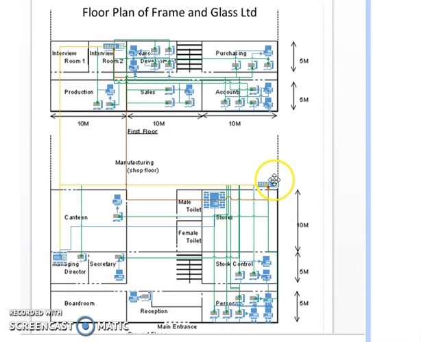Therefore, the first thing I did was create two switches, one on either floor, as I've shown here and here. This allows for the devices within Frame and Glass Ltd to connect to one another, which will consequently result in the ability to transfer data between these computers.